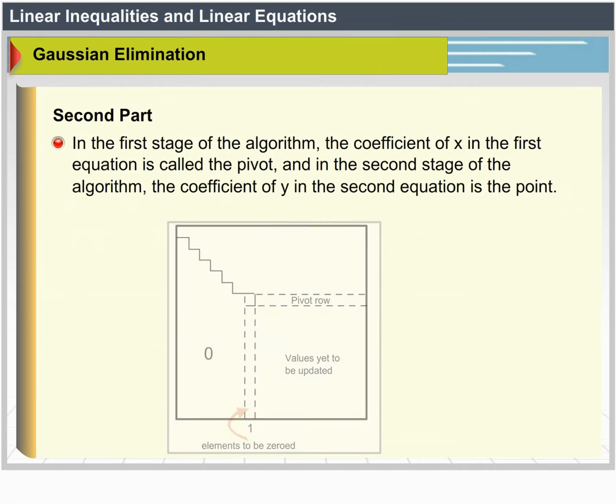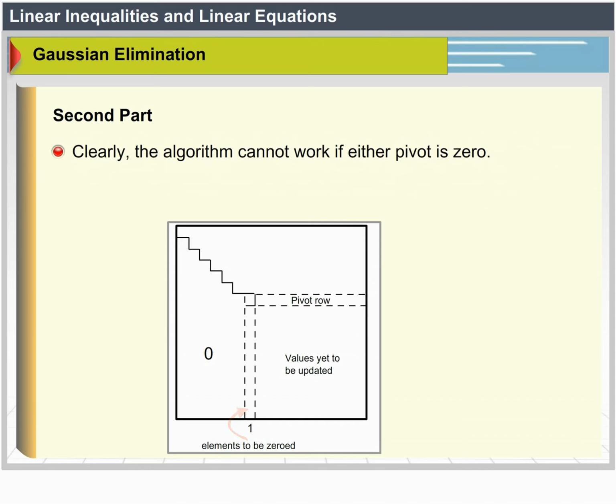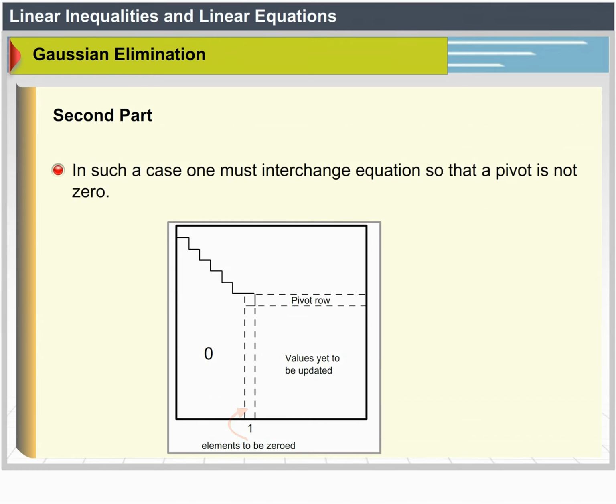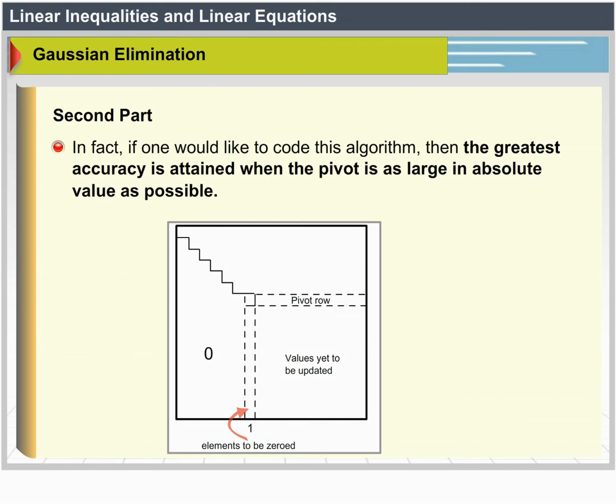In the first stage of the algorithm, the coefficient of x in the first equation is called the pivot, and in the second stage of the algorithm, the coefficient of y in the second equation is the pivot. Clearly, the algorithm cannot work if either pivot is 0. In such a case, one must interchange equations so that the pivot is not 0. In fact, if one would like to code this algorithm, then the greatest accuracy is attained when the pivot is as large in absolute value as possible.